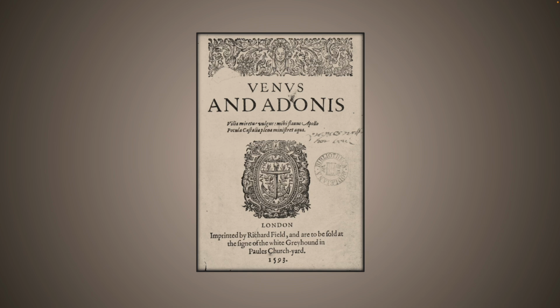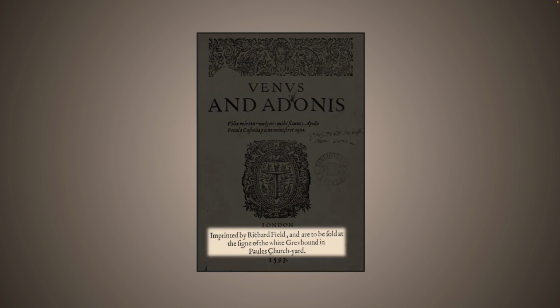Most of them were sold in around St. Paul's Cathedral, and that doesn't mean there weren't printers and booksellers elsewhere in London, but there was a huge concentration of them around St. Paul's. In this edition of Venus and Adonis, the first Shakespeare publication, in 1593, you can see at the bottom we're told that it was imprinted by Richard Field and sold at the sign of the White Greyhound in Paul's Churchyard.